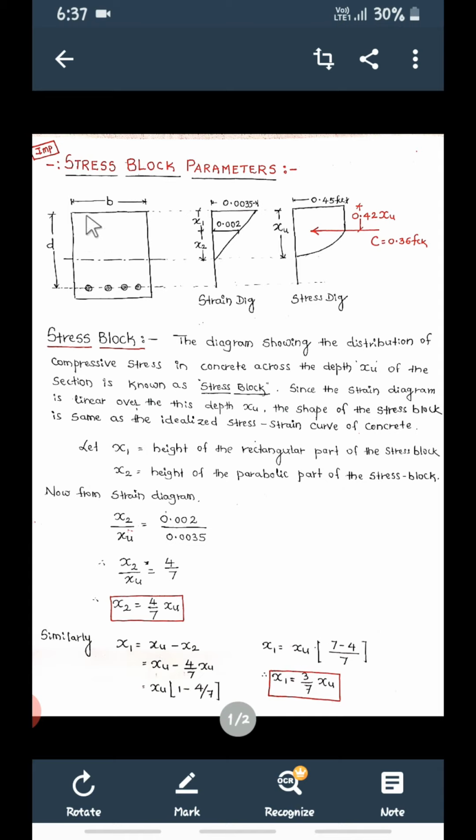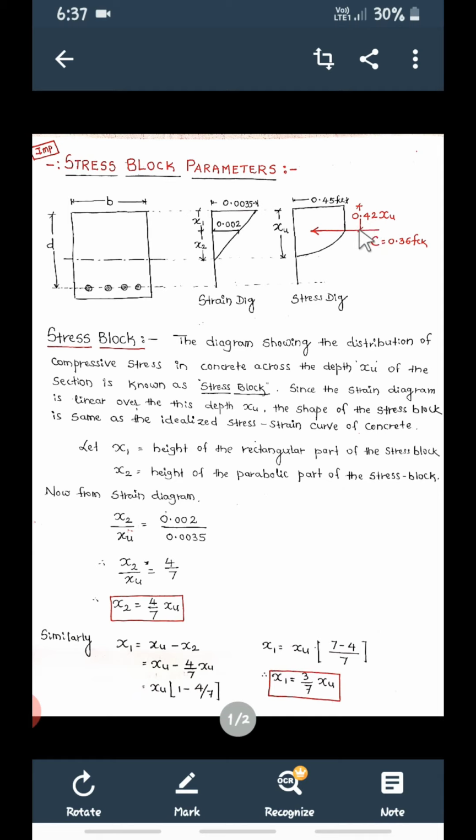In this compression zone, there will be a total compressive force, capital C. This capital C is equal to stress into area, already we know that, 0.36 fck into b into xu. Now we're going to show in this section that it is 0.42 xu.